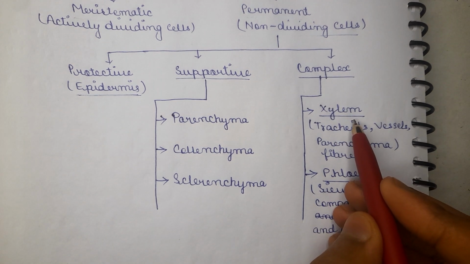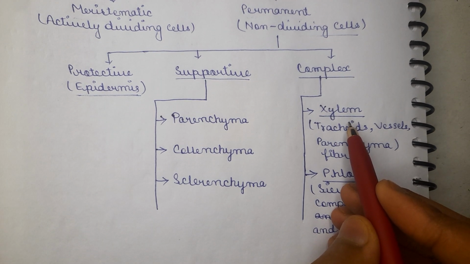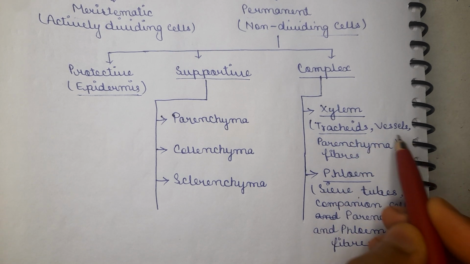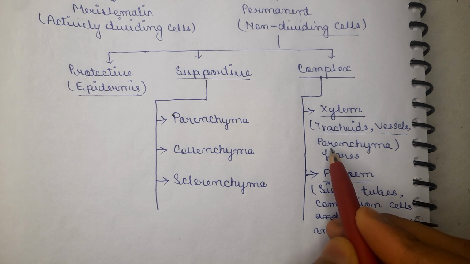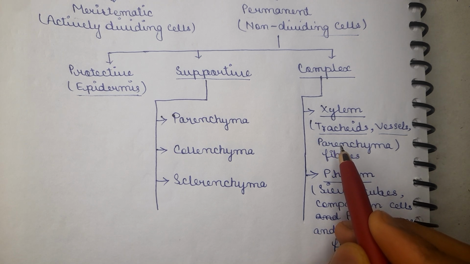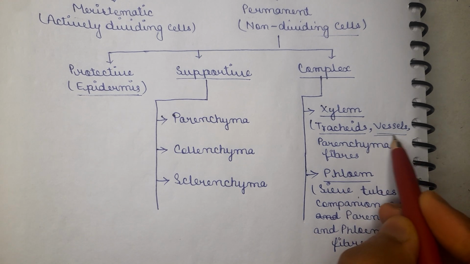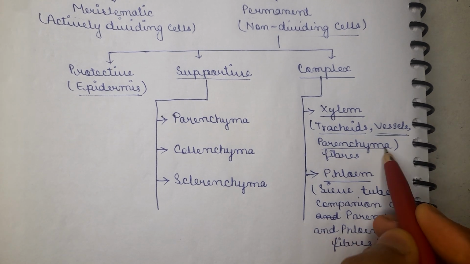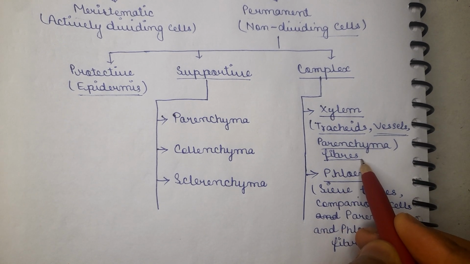Now xylem is subdivided into four types. First one is tracheids. Tracheids are mainly long, spindle shaped cells. The second one is vessels, that are responsible for the transportation. Mainly these are tube like structures that transport water. Third one is parenchyma, and the fourth one is xylem parenchyma. They mainly give support to the plant.